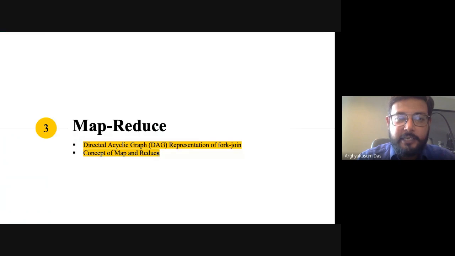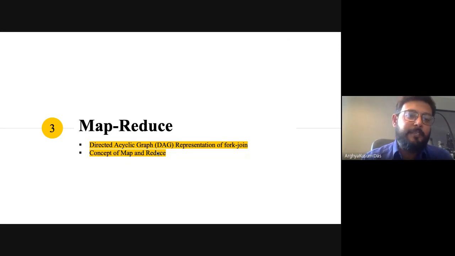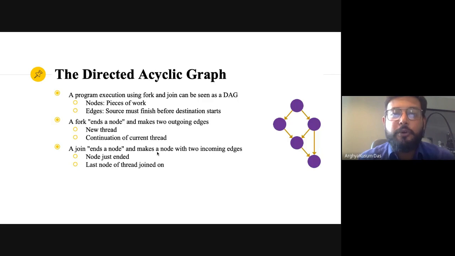Well, this concept of MapReduce basically has been derived from the map and reduce functions. So while discussing MapReduce, we will talk about the directed acyclic graph, that is the DAG representation of fork join, and then I will introduce the concept of map and reduce from there. So here is the DAG or directed acyclic graph representation of the threading model.